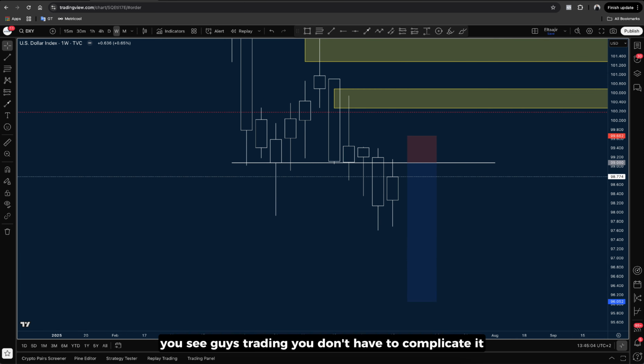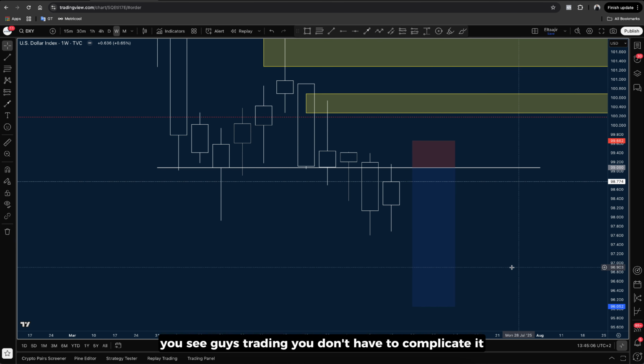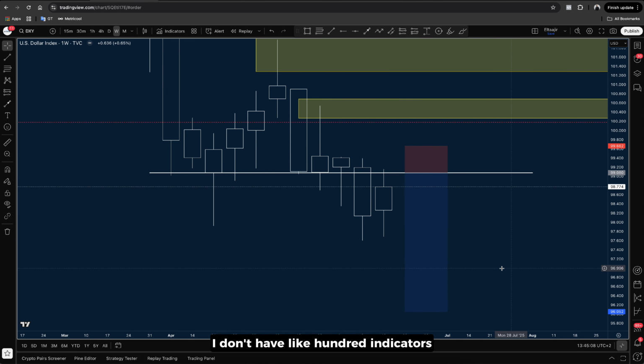You see, guys, trading, you don't have to complicate it. As you can see on my charts, I don't have 100 indicators or all this kind of stuff. I'm just using a very simple method, which I came to after 13 years of experience in the market.